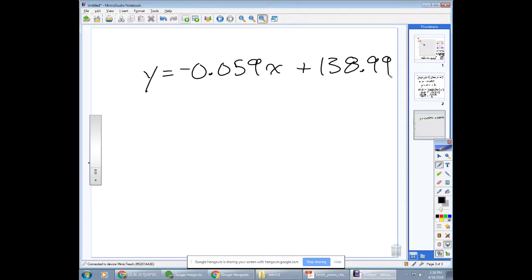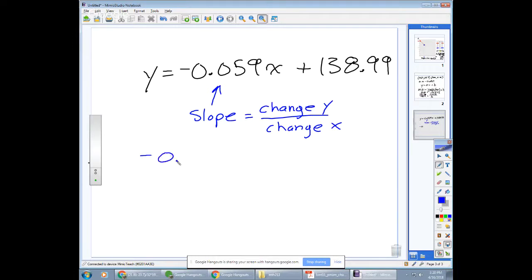So slope, right, and y-intercept. Now remember, slope is change in whatever your y value is divided by change in your x values. We think the slope is negative 0.059. I'm going to put it over 1 to make it look like a fraction. What is my y value measuring in this situation?